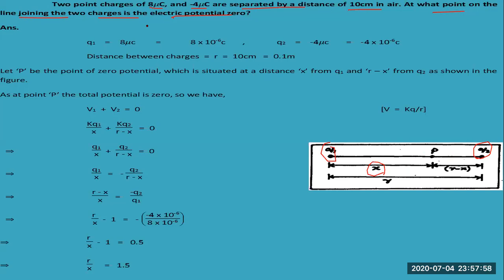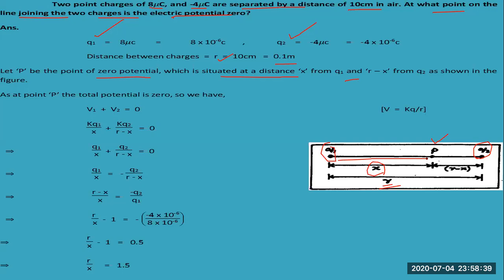So here, this is the charge Q1 given, this is the charge Q2 given, and the distance between the charges, r, is 10 centimeter, that is 0.1 meter. So let P be the point of zero potential. Here we consider that P is a point between the two charges where the potential may be zero. It is situated at a distance x from Q1.